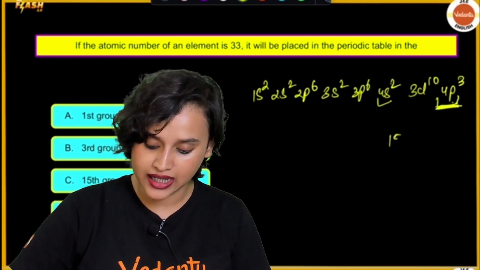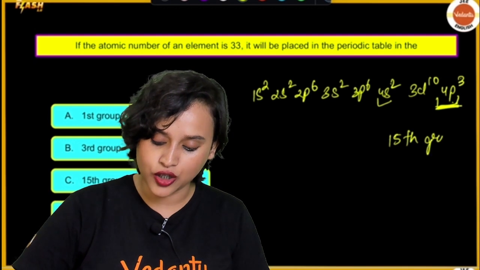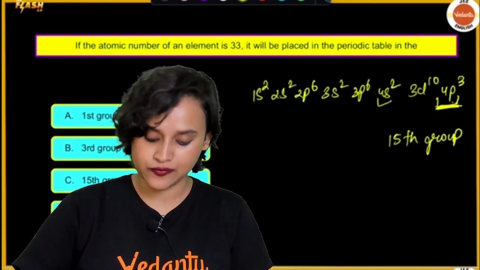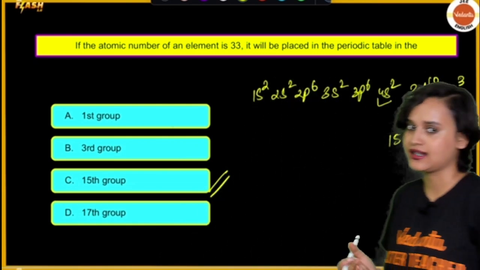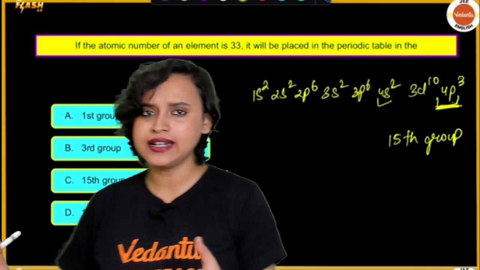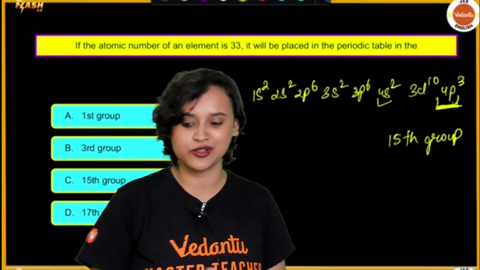because we can see that it is p orbital, and that means that it will be 15th group. Yes, the correct answer is 15th group. That means option number C is the correct answer. Quickly write down some EPBT in the chat box if you were able to solve it, everybody.